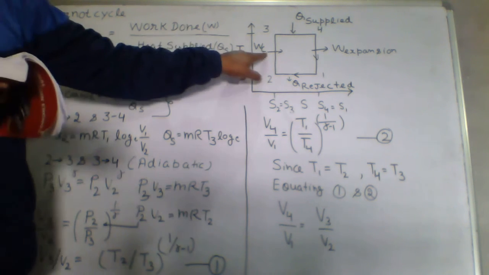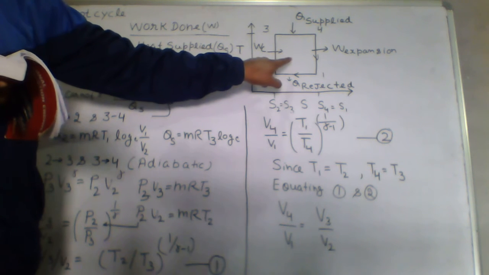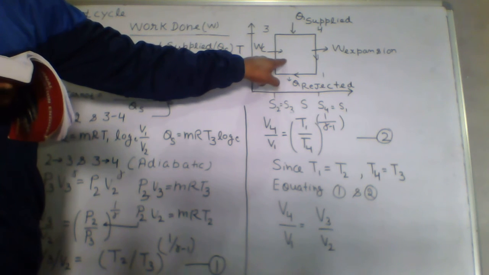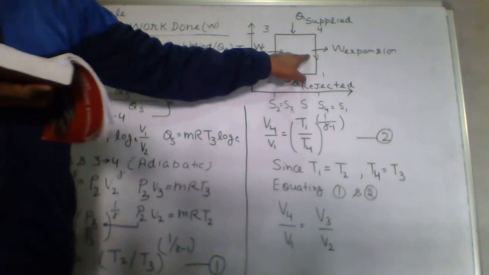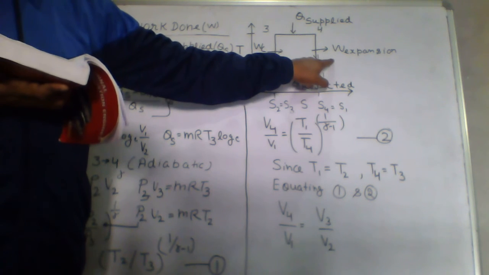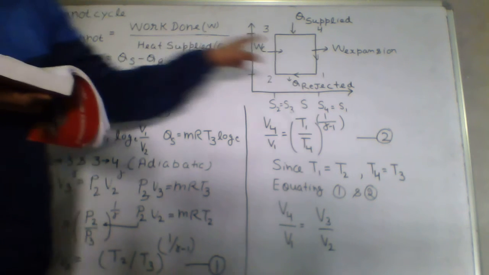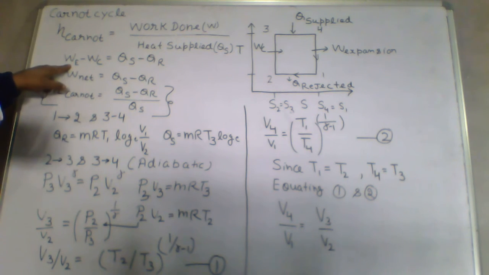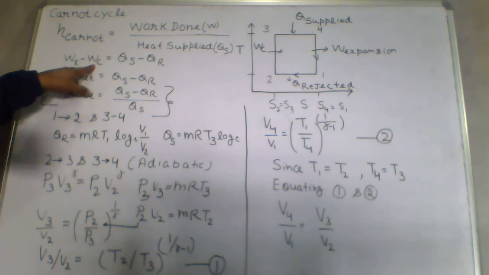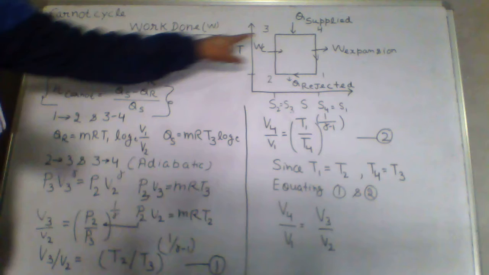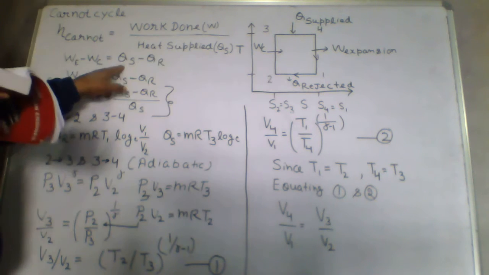You can see here during compression we have to give work to the system. During expansion we will get work from the system. So the difference of these two is your net work: work expansion minus work compression is equal to heat supplied minus heat rejected.